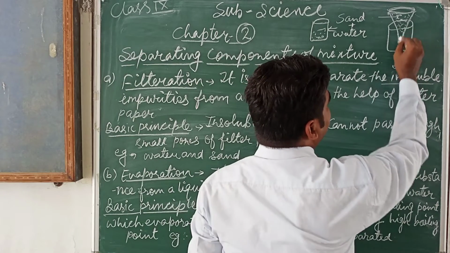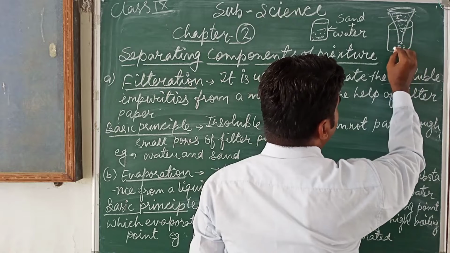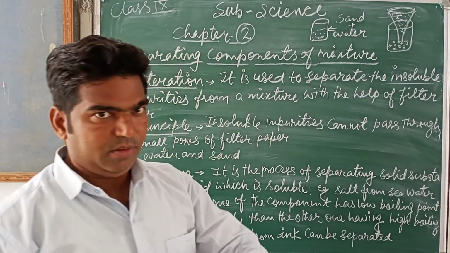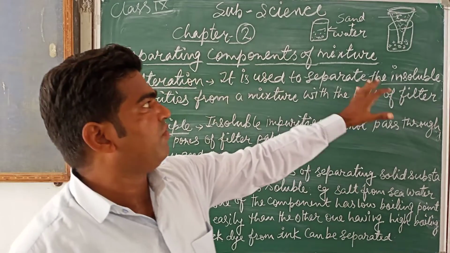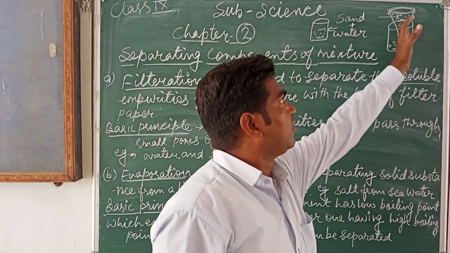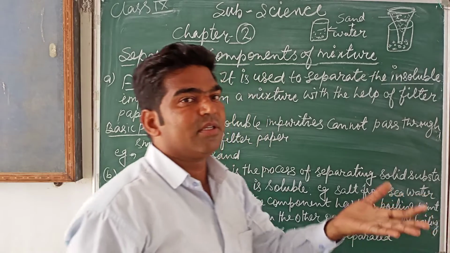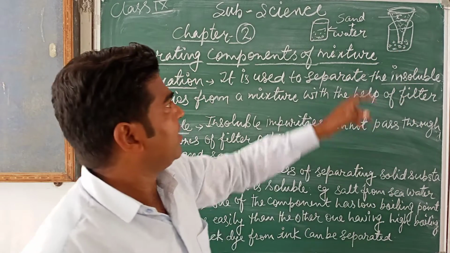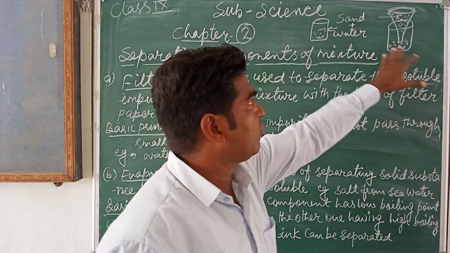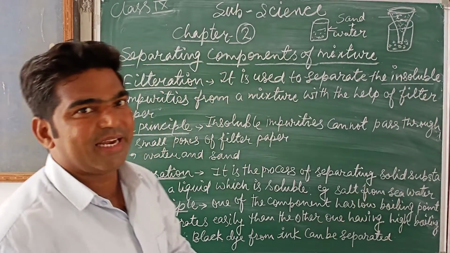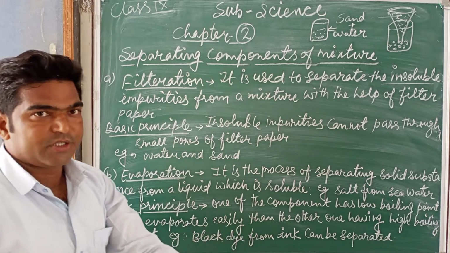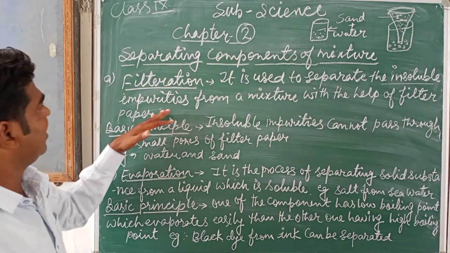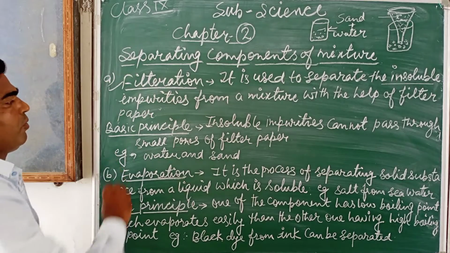You can see that the water passes through the filter paper, and on top of the filter paper you can find the residue, that is the sand. In this way we can separate the sand from the mixture of sand and water. So this is the basic, simple filtration process.